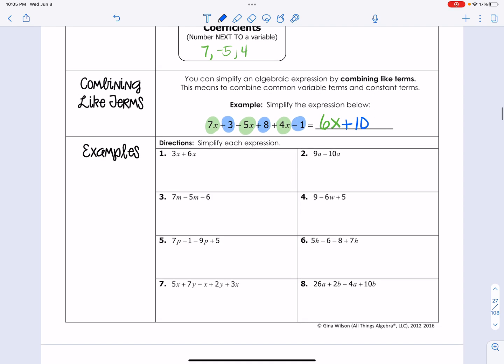Okay, so if I look at number 1, those are like terms. I add them. My answer is 9x. If I look at number 2, 9 minus 10, you just add or subtract the coefficients. That's a negative 1a. Now, some teachers want you just to write a negative a. We will accept both answers.